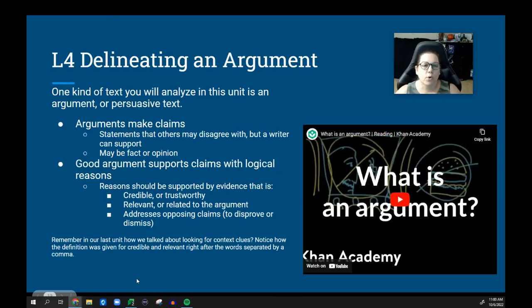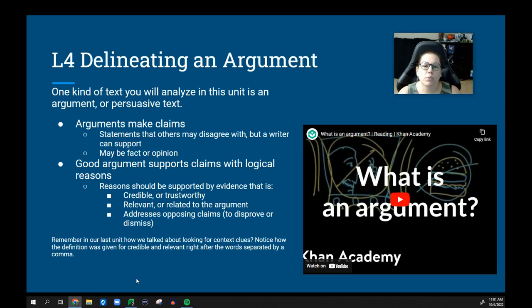So in lesson 4, you're going to be talking about delineating an argument. One kind of text that you will analyze in this unit is an argument or persuasive text. Arguments make claims, statements that others may disagree with, but a writer can support it with evidence, okay? It may be fact, it may be opinion.